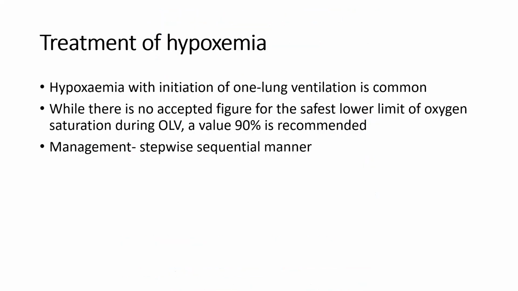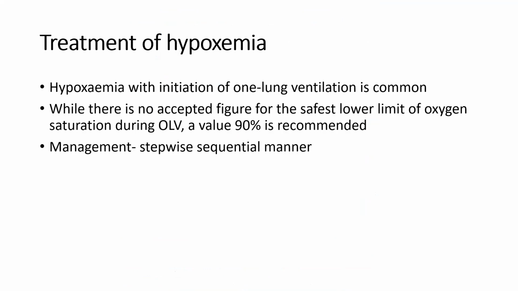So one of the commonest complications or problems that we may encounter in one lung ventilation, especially in a lateral position, is hypoxemia. So what is the acceptable level of oxygenation? Most authors will suggest that 90% SpO2 is acceptable. That is the lower limit of acceptable level.